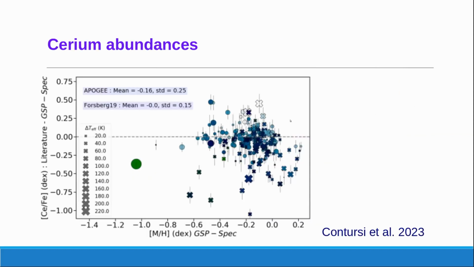This is a work done by Gabriele Contursi about the cerium. He compares the cerium of GSPSpec with those of APOGEE and Forsberg 2019. And he basically found a good agreement, given the zero point bias. When we select properly the quality flags, we perform the calibration, and the discrepancy is larger when the discrepancy with the stellar parameters is also larger.